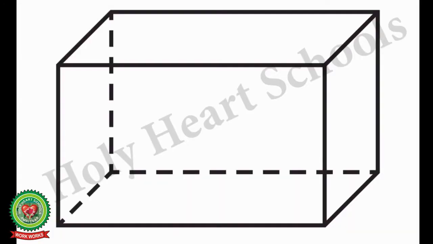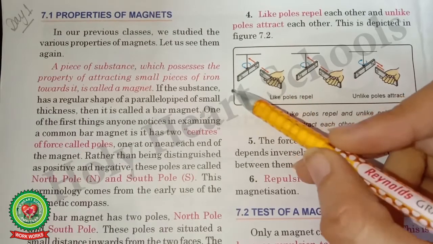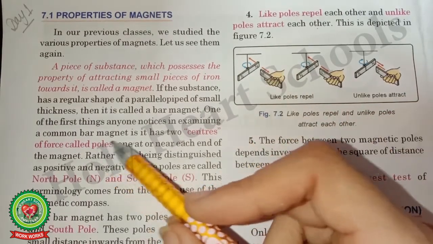Students, parallelepiped is a 3D structure whose all faces are parallelograms. Students, this is a bar magnet. It has a rectangular cross section.